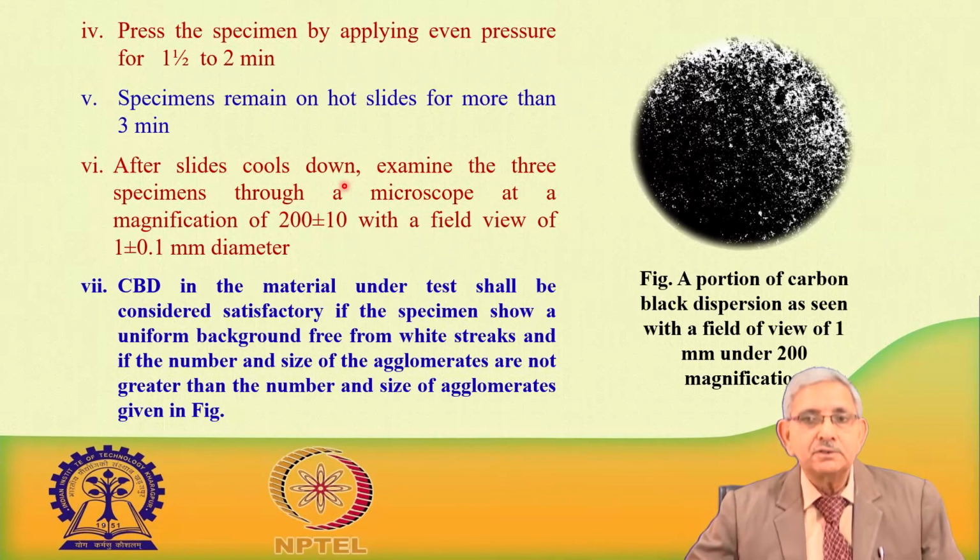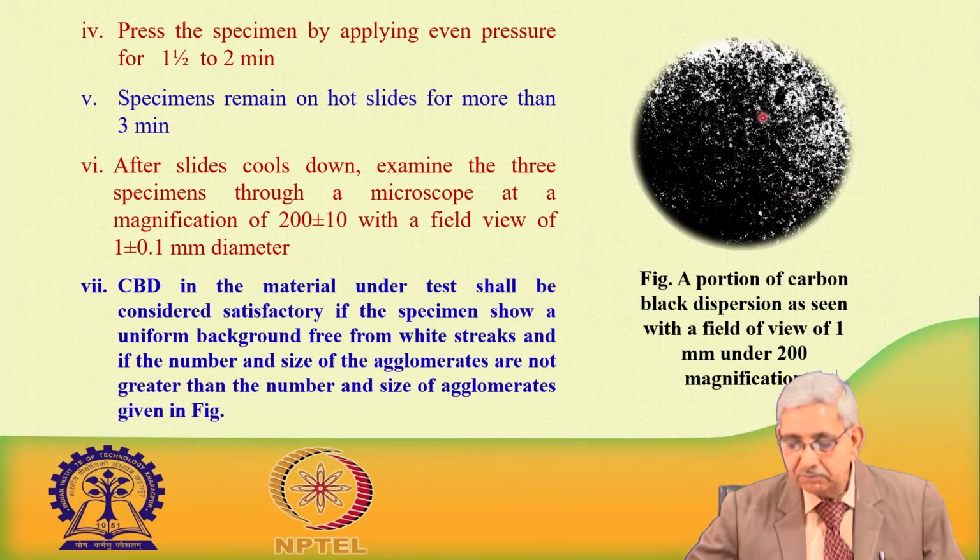Using that particular test procedure which has been specified in the manual, that can be used. The diagram you are seeing on the right side shows a portion of the black carbon dispersion within the field of view of 1 millimeter, done under 200 times magnification. The white streaks seen there help us find the number and size of the agglomerates in the standard way.